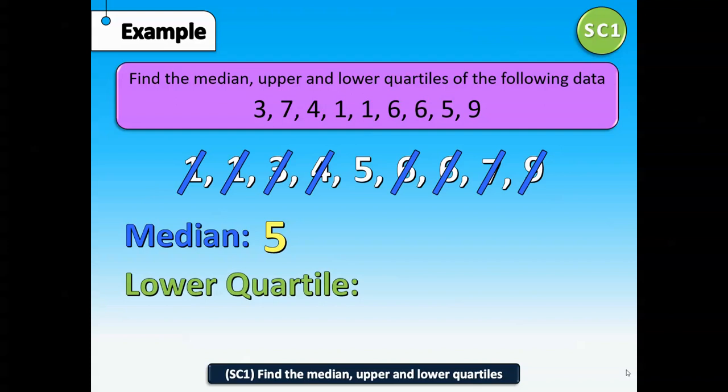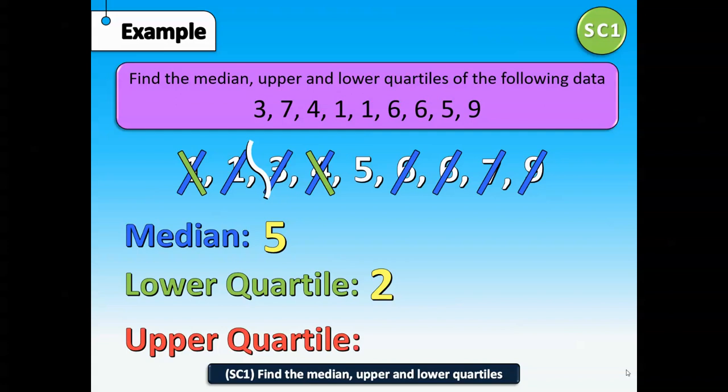Then the lower quartile is the median of the first half of the data. So the median of the first half of the data here would be in between 1 and 3. So that's 2. The upper quartile is the median of the biggest half of the data. So that would be in between 6 and 7, which is 6.5. So the median is 5, the lower quartile is 2, and the upper quartile is 6.5.